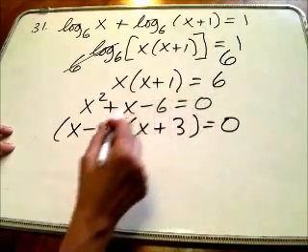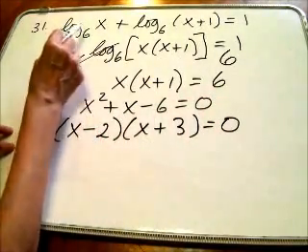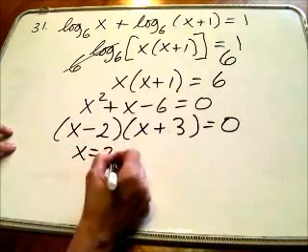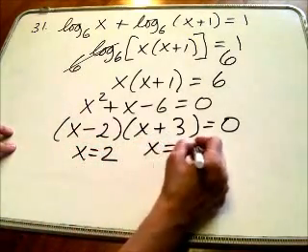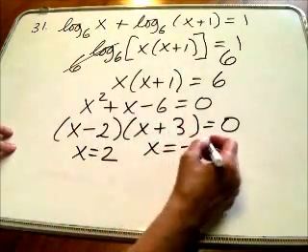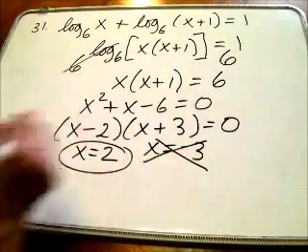Now this time we are taking the log of the x values, so x can equal 2, that's going to work just fine, but x equal negative 3, no, because you can't take the log of that negative number. So our answer is just x equals 2.